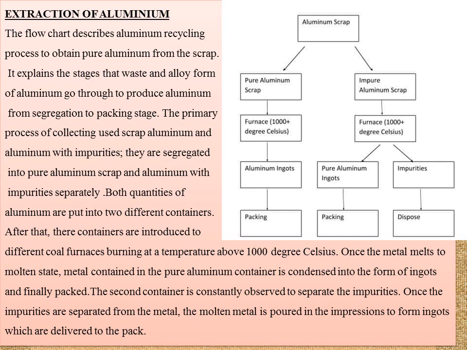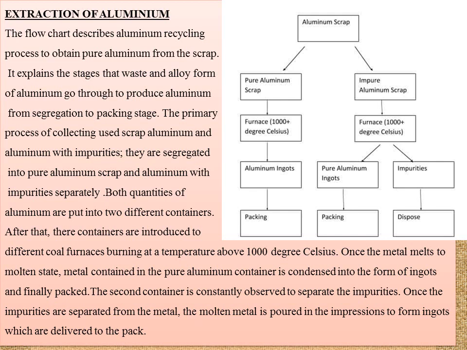Rather, you can immediately start with the primary process of collecting used scrap aluminium and aluminium with impurities. They are segregated into pure aluminium scrap and aluminium with impurities separately. Both qualities of aluminium are put into different containers, and then introduced to different coal furnaces burning at different temperatures. Once the metal melts to a molten state, the metal contained in the pure container is condensed into different forms. So likewise, if you are keen to describe each and every process in this flow chart, you can do that.